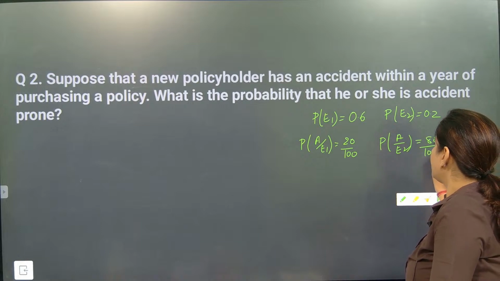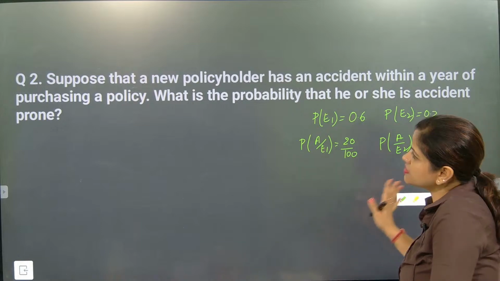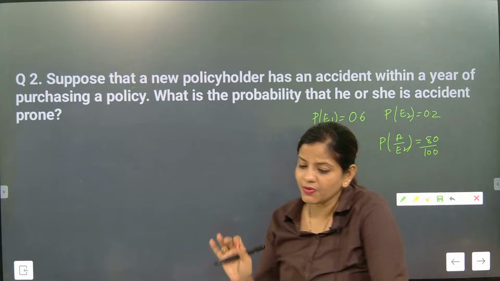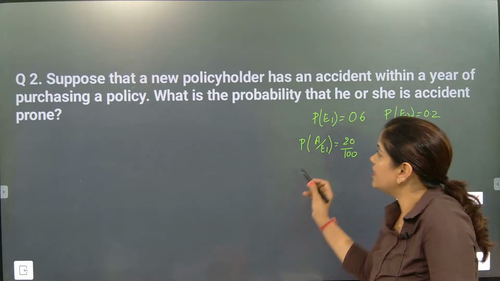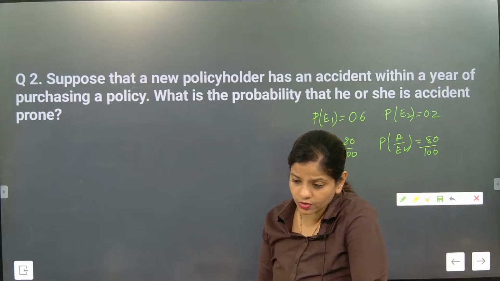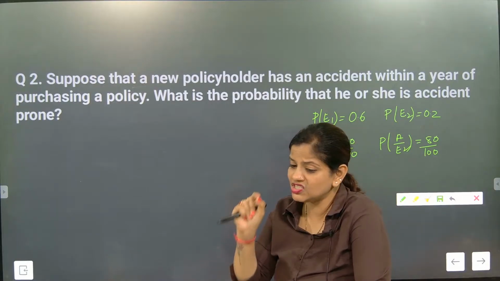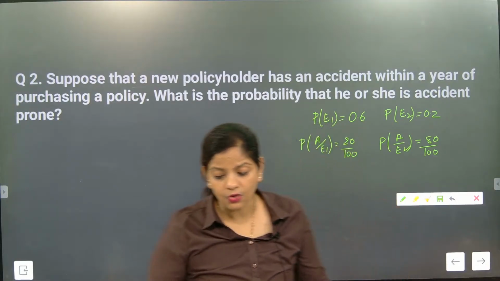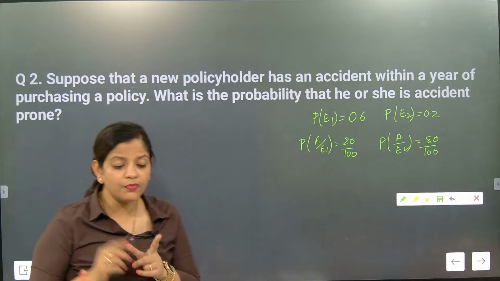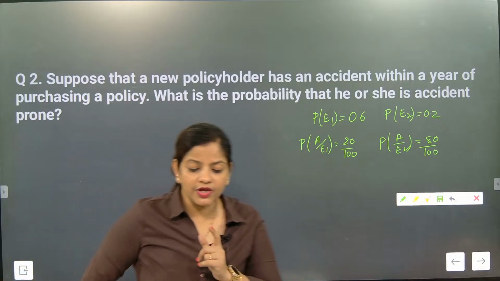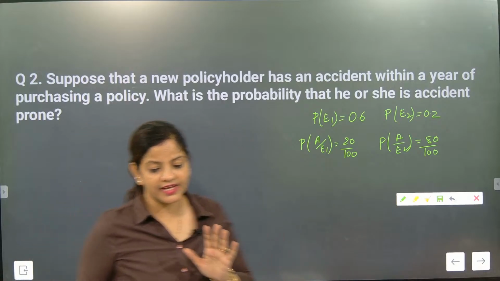So 80 by 100. So these were the information. Now they are telling the next part of the question. Understand here: are we going to apply total probability or are we going to apply Bayes theorem? Here only the biggest challenge will come. Now you see how to catch which part of the probability formula you are going to apply here. Now check this one nicely.